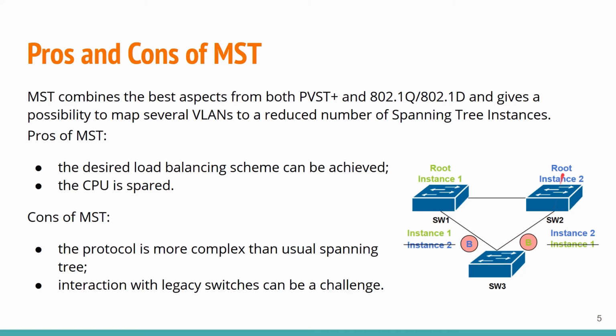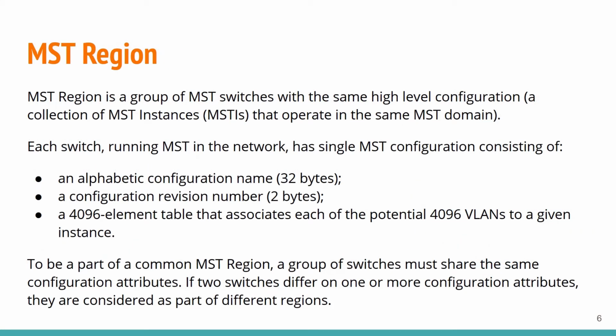And we have the second instance for which SW2 switch is a root bridge, and we have VLANs from 501 to 1000 mapped to this instance, and it's in forwarding on uplink from SW3 to SW2, and it's in blocking on uplink from SW3 to SW1 switch. So we have only 2 instances, and we can achieve load balancing, and we can spare CPU cycles in this case.